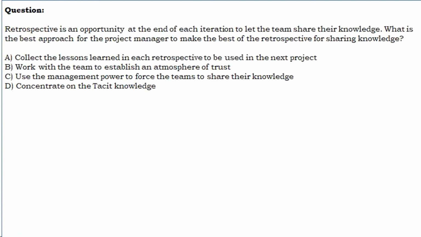Retrospective is an opportunity at the end of each iteration to let the team share their knowledge. What is the best approach for the project manager to make the best of the retrospective for sharing knowledge? A. Collect the lessons learned in each retrospective to be used in the next project. B. Work with the team to establish an atmosphere of trust. C. Use the management power to force the teams to share their knowledge. D. Concentrate on the tacit knowledge. Let us see the answer.